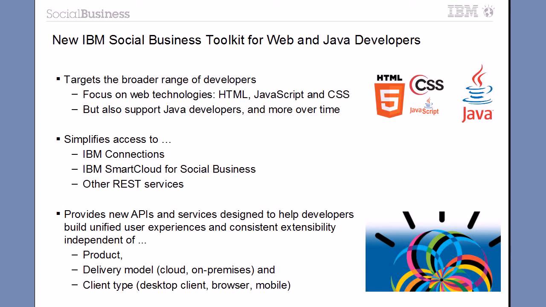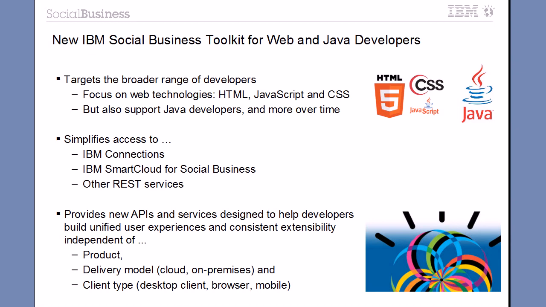Today I will describe and demonstrate the new IBM Social Business Toolkit. The new toolkit targets the broader range of developers, especially web developers and Java developers. It simplifies access to IBM Connections, IBM SmartCloud for Social Business and other REST-based services. For example, it handles the authentication via OAuth.